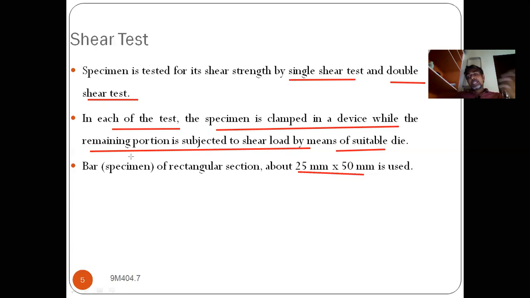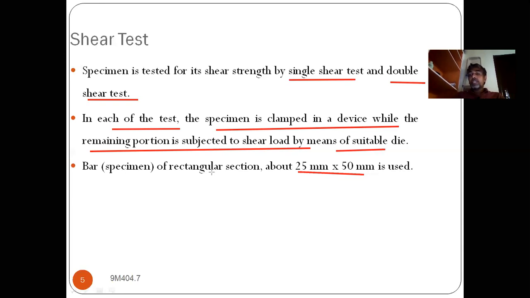If you perform a single shear or a double shear, first we have to fix the specimen. Fixing means it should be clamped onto the device, and the remaining portion. So you have a specimen, some portion is clamped onto the device which is attached to the UTM.